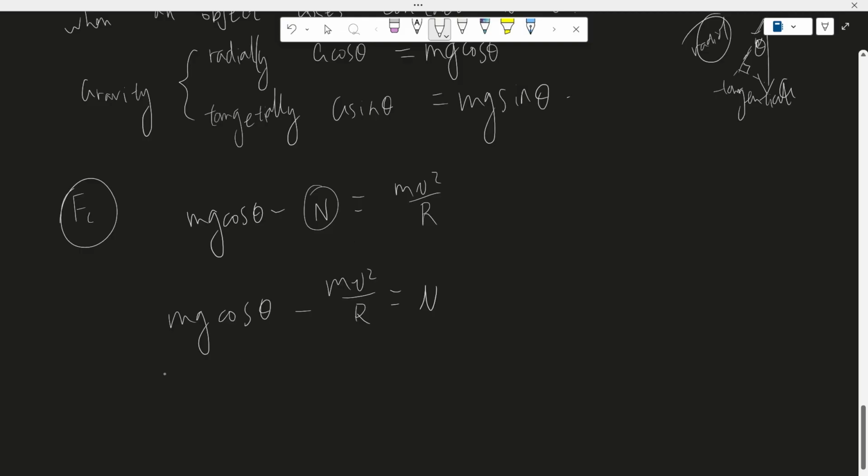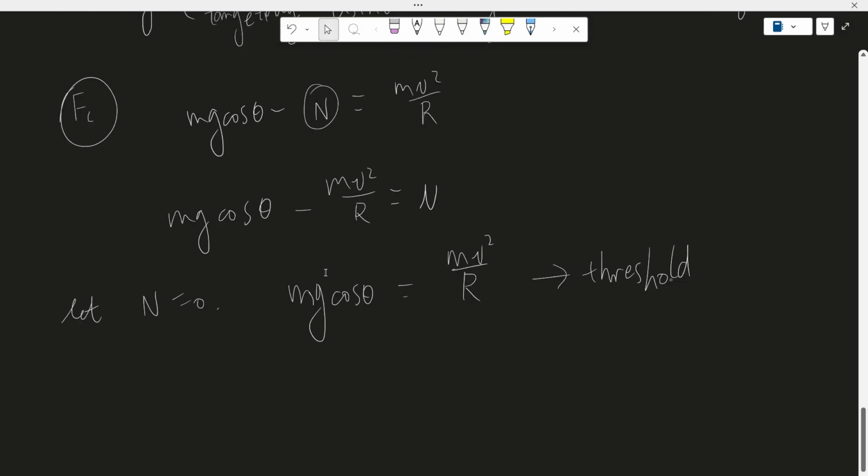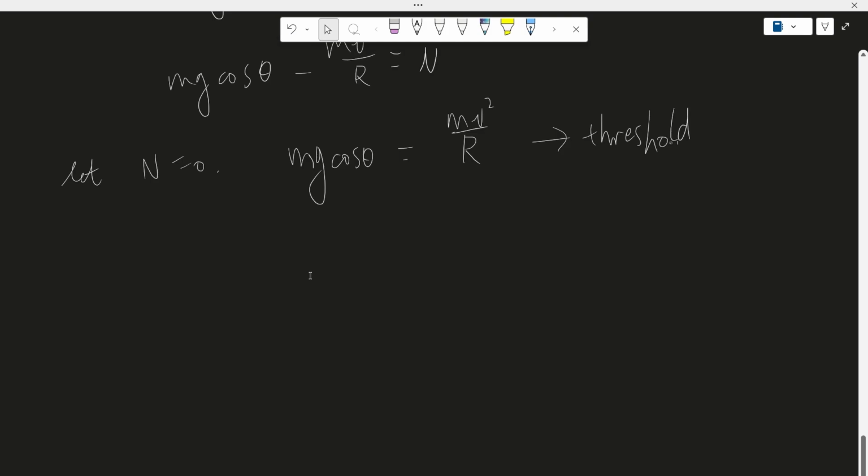And so let's say N equals 0, then mg cosine theta must be equal to mv squared over r. So mv squared over r equals mg cosine theta. That is the threshold when the mass is going to slide down. And so how can we find v? Because really the only unknown is v here, because we can cancel out m. So g cosine theta equals v squared over r.